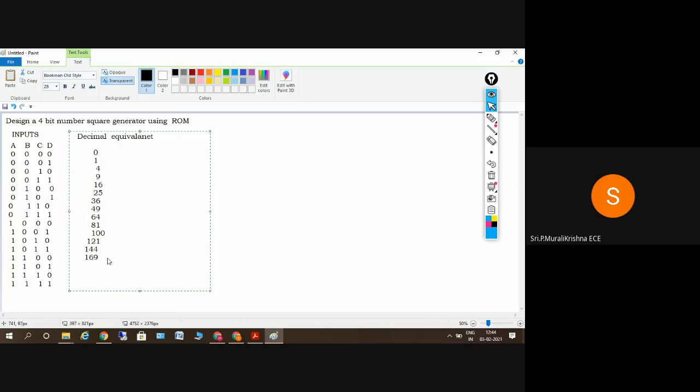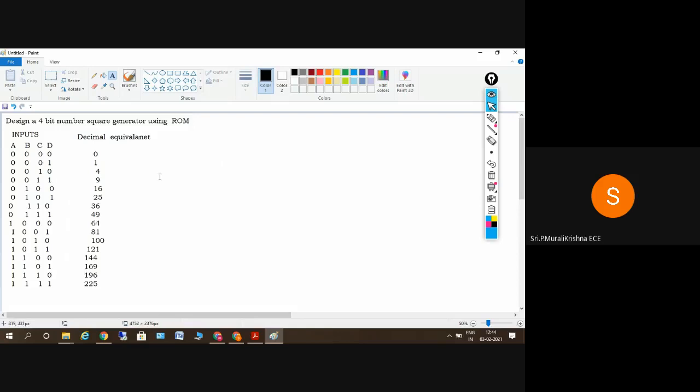But you have to understand this. So 169 is 13 square. So 196 is 14 square, and 225 is 15 square. 0, 1 square, 2 square, 3 square, 4 square, 5 square, 6 square, 7, 9 square, 10 square, right? So this is the decimal equivalent. So we have to write the binary equivalents of these numbers here.